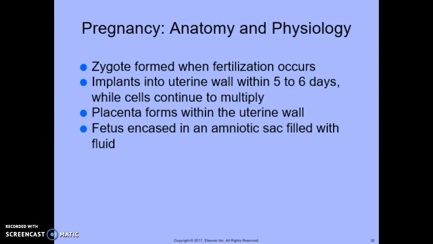The next stage of development is the embryonic period, which includes the 3rd to 12th weeks of pregnancy. This is the first trimester. Why do you think this period is such a crucial time for the developing fetus? It's because this is when all of the tissue and organs are developed.